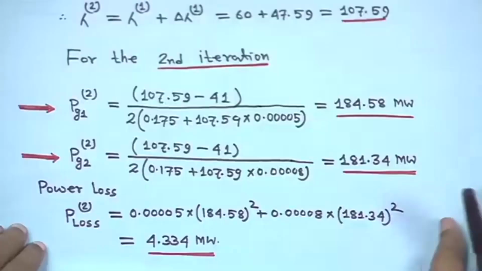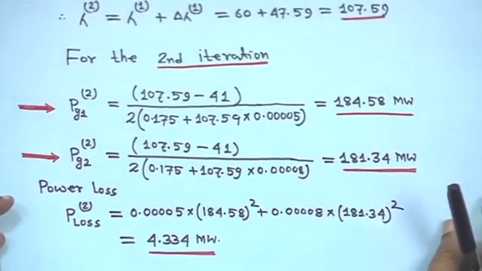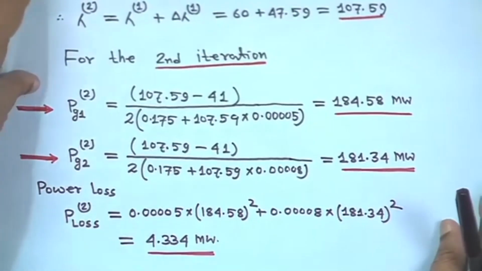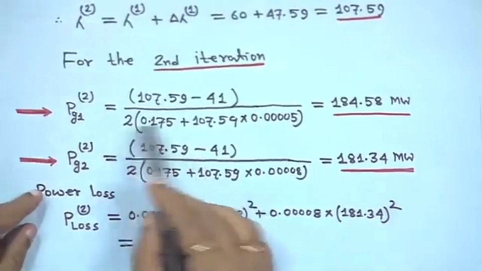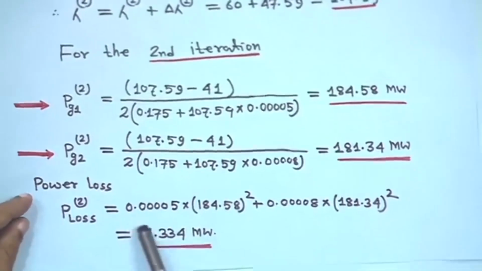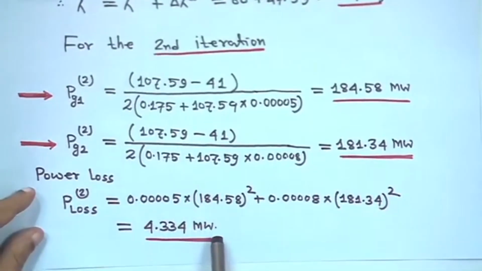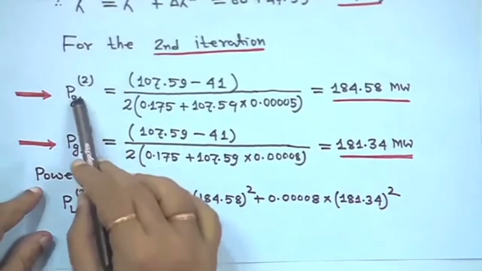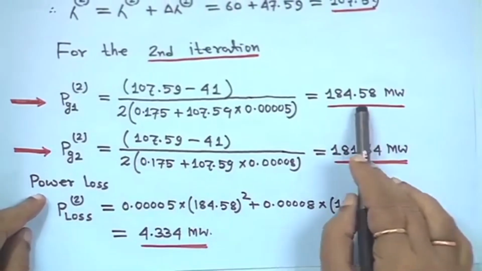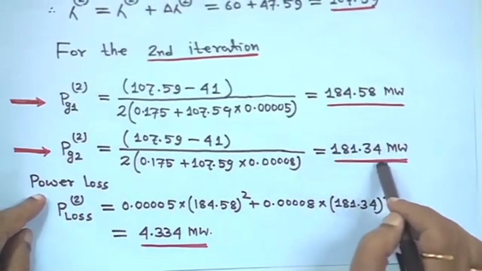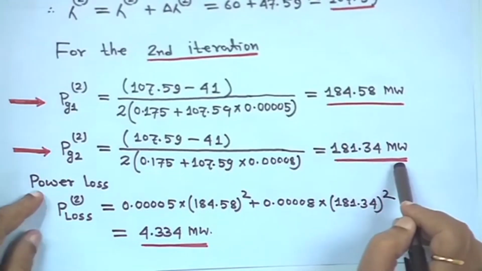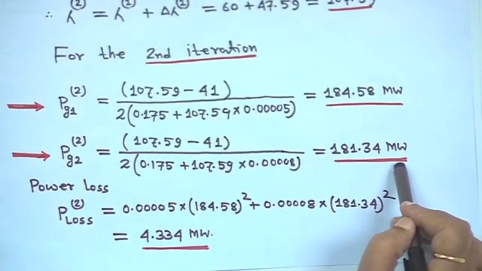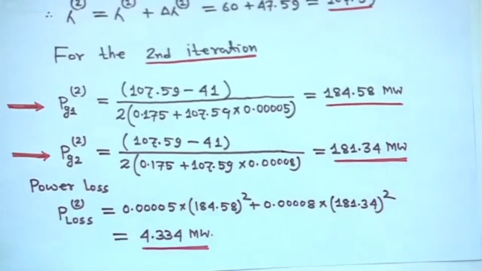So, we will continue that problem. For the second iteration, we have seen that the power loss is 4.334 megawatt, and Pg1 and Pg2 after the second iteration are 184.58 and 181.31 megawatt. Now you have to check the mismatch, that is, the generation minus the load, or load minus generation.